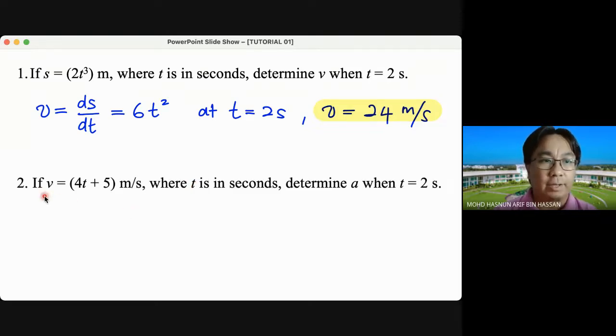Now the velocity is given. If V equals 4t plus 5 meters per second, where t is in seconds, determine A. We want to determine the acceleration when t equals 2 seconds. Again, it does not mention in the problem that acceleration is constant, so we cannot assume that the acceleration is constant. So we have to use the 3 basic kinematics equations. How do we solve this? Any volunteer? How do you solve this?